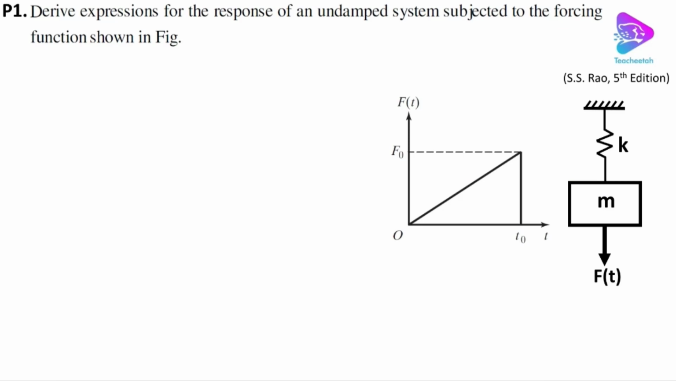So in fact, in this case, we have an undamped system, which makes it even simpler, so there is no damping in the system. We want to find expressions. As you see, it says expressions, which means that we have two responses for different time ranges.